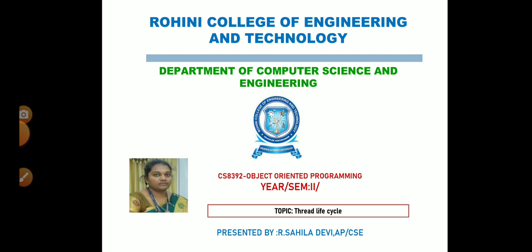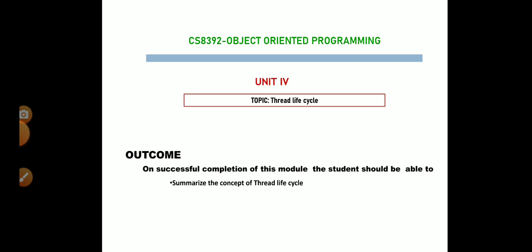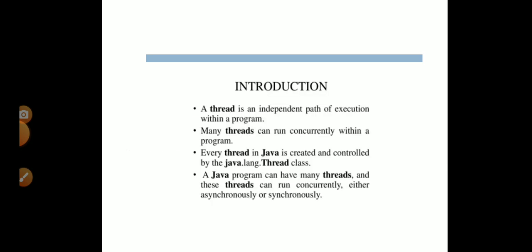Today we are going to discuss the subject CS8392 Object Oriented Programming. In Unit 4, we are going to discuss the topic thread lifecycle. The outcome of learning this module is that, on successful completion, the student should be able to understand the thread and summarize the concept of the thread life cycle.